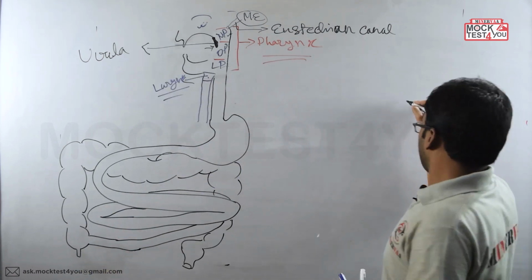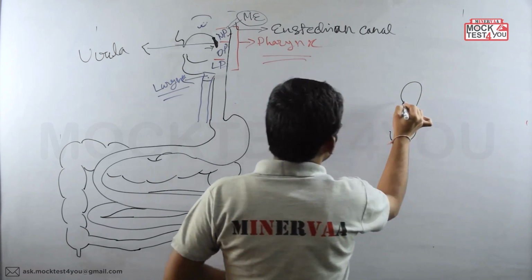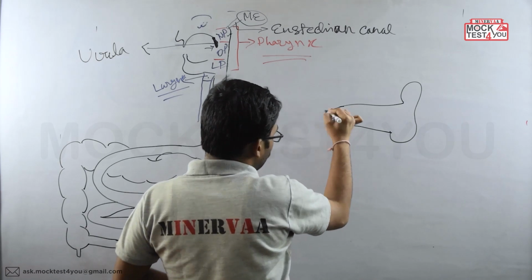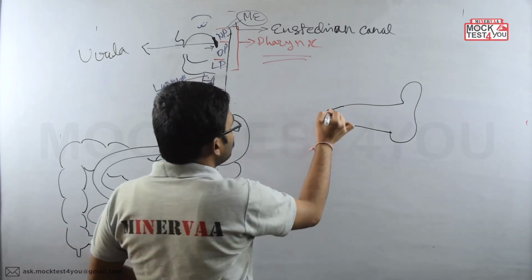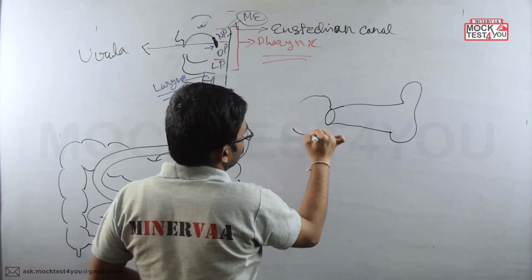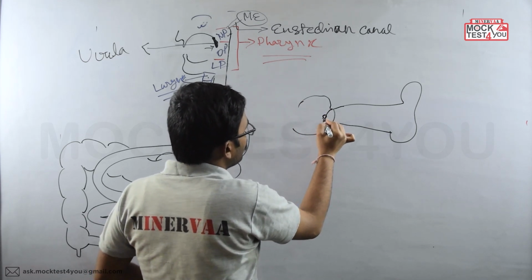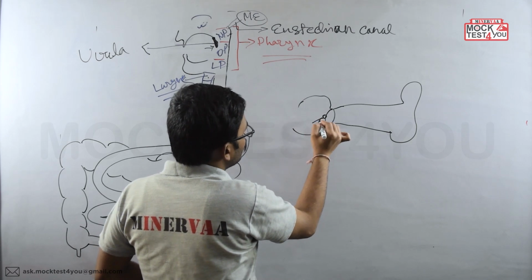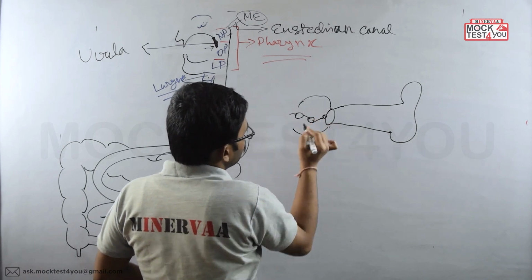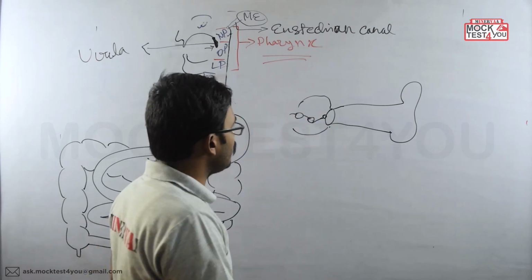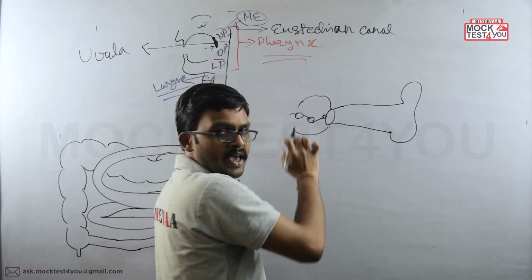If I draw the ear over here, here the eardrum is present, and here the middle ear region. Here three bones are present, one after another, connected one after another. Clear? And here an empty space is present.